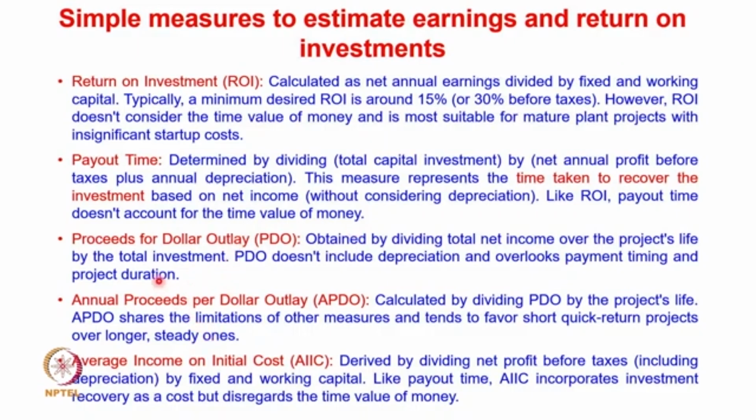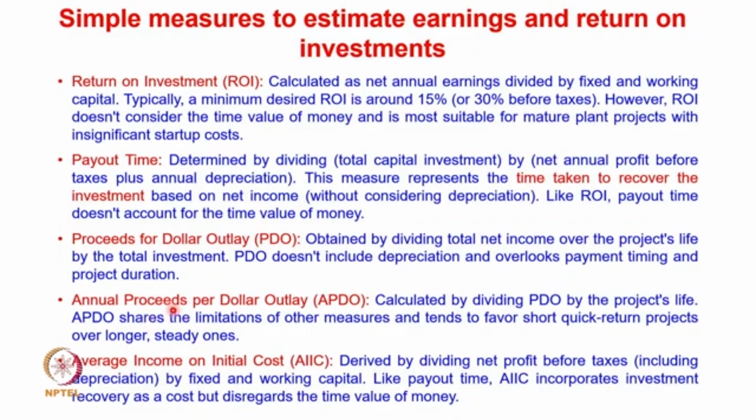The other two definitions are proceeds per dollar outlay. So proceeds per dollar outlay, which is represented as PDO, is given by dividing the total net income over the project's life by the total investment. So the total net income over the project's life, that we can sum up, divided by the total investment, is going to give us the proceeds per dollar outlay. Again, PDO doesn't include the depreciation and overlooks payment timing and project duration.